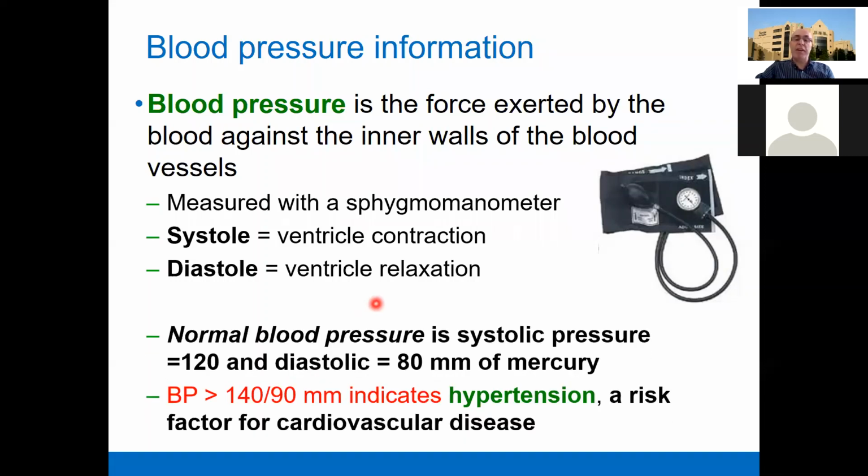Normal blood pressure, as I said, is a systolic pressure of about 120 and a diastolic pressure of around 80 millimeters of mercury. Once the blood pressure is above 140 systolic and about 90 diastolic, it indicates hypertension, which is a risk factor for cardiovascular disease.